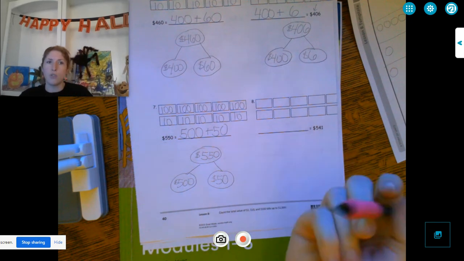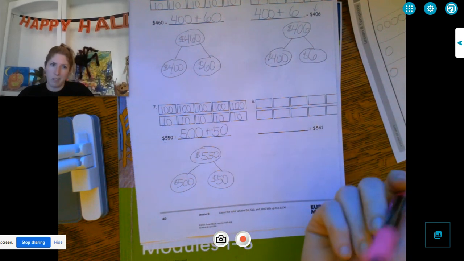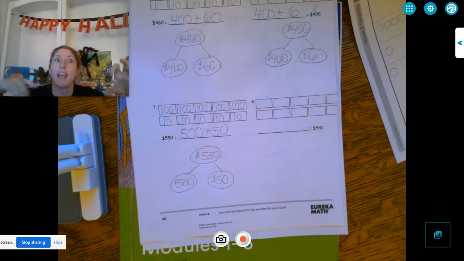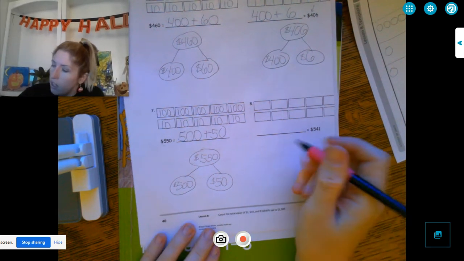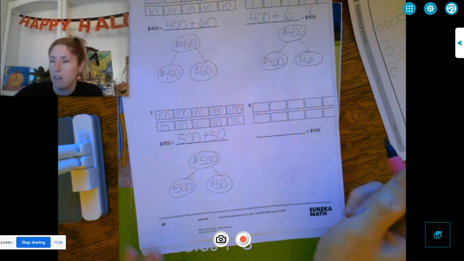$50. I should have told you guys when we started that your number bond circles had to be a little bit large to be able to fit a dollar sign and the number in it. Maybe you watched mine and you figured it out.